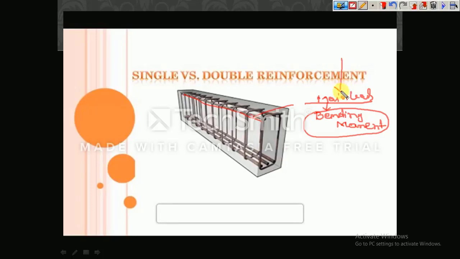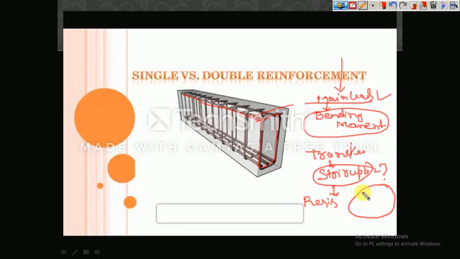In some of the competitive examinations they may ask like this. What is the reason for providing this steel? What is this steel called? It is called transverse steel, and it can also be called stirrups. So what is the purpose of providing stirrups? Stirrups are going to resist shear force.